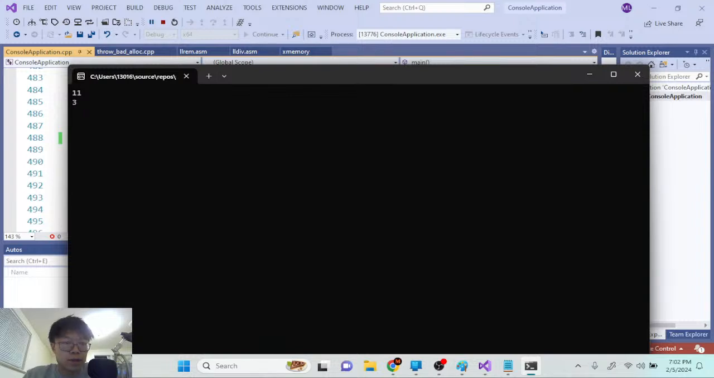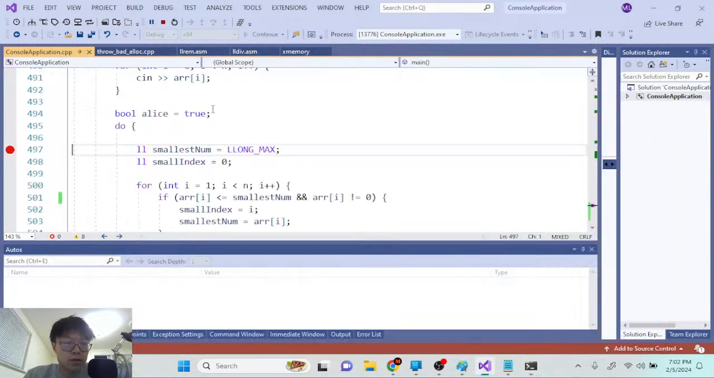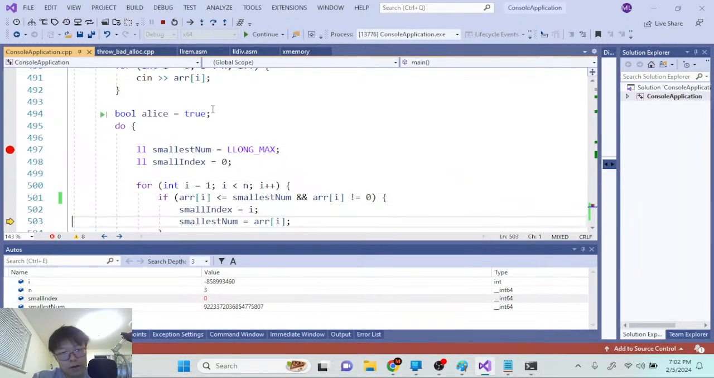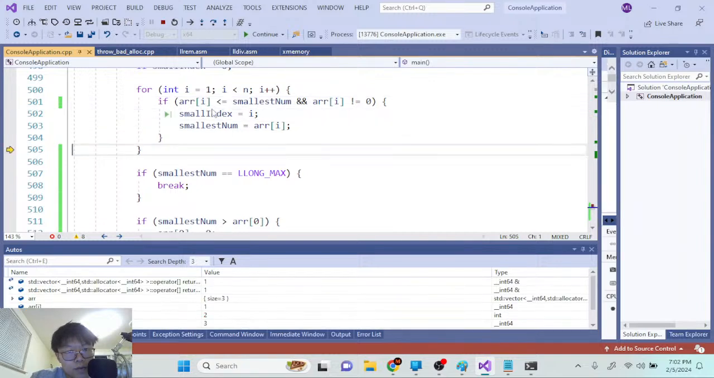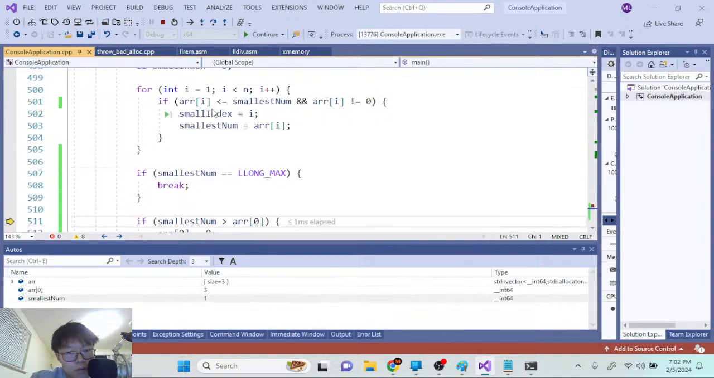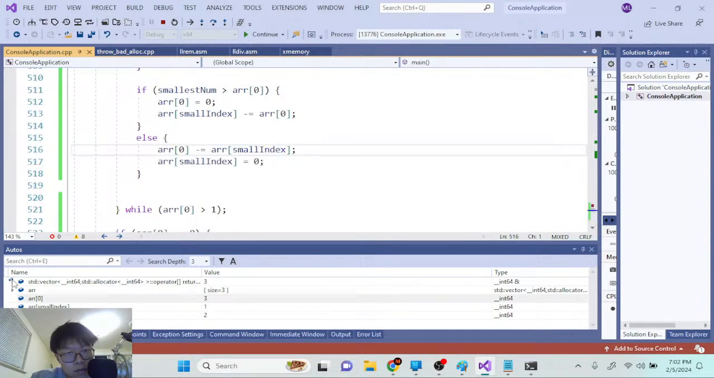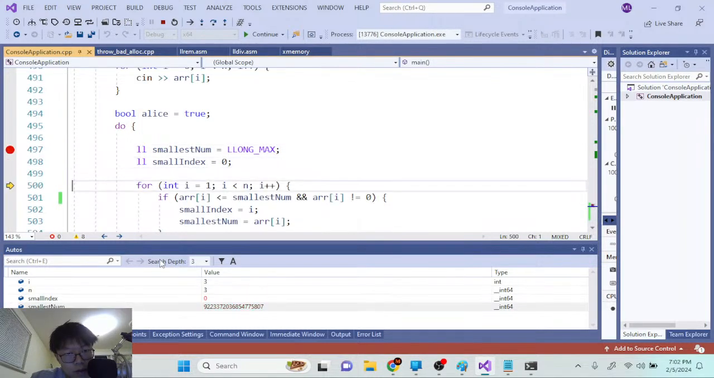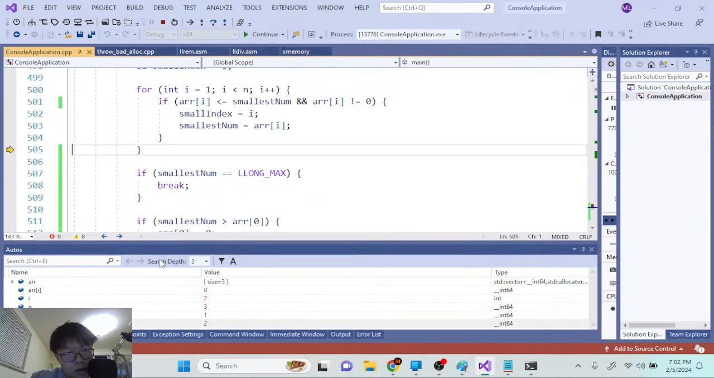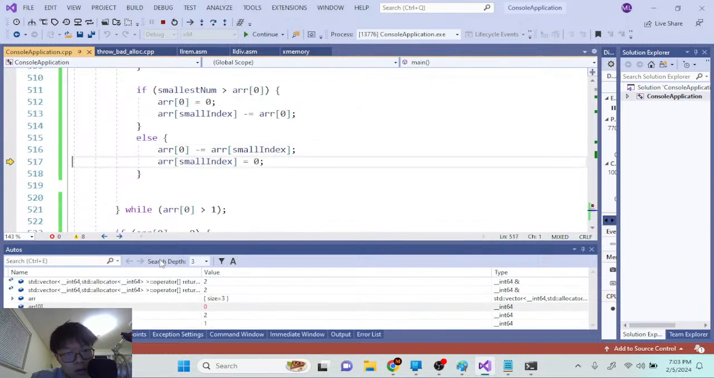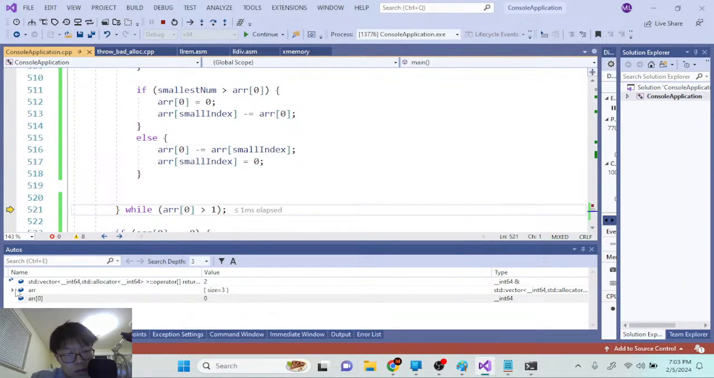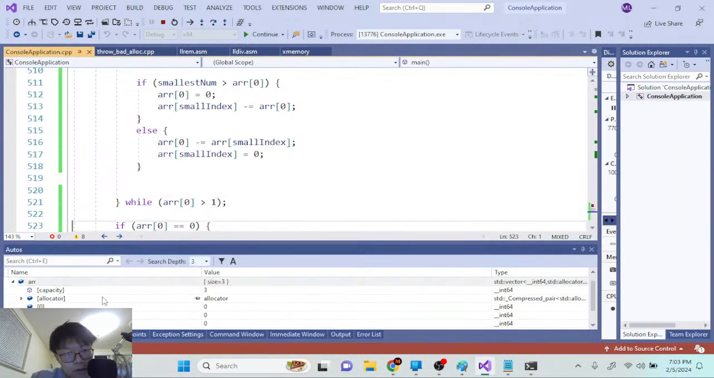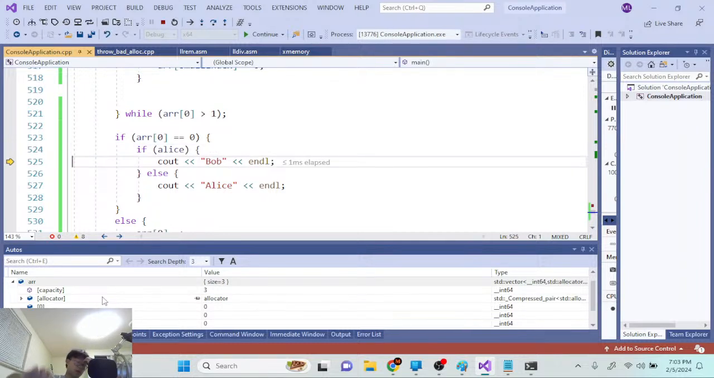Okay. 3, 3, 2, 1. All right, we find the smallest number. One. So now we get 2, 2, 0. Okay. Find the smallest number, 2. Oh, now you have all zeros. That's definitely not right. Okay.